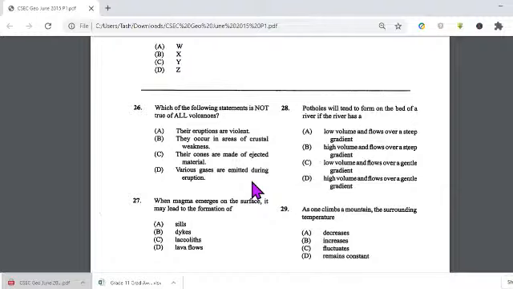28. Potholes will tend to form on the bed of a river if the river has A, low volume and flows over a steep gradient. B, high volume and flows over a steep gradient. C, low volume and flows over a gentle gradient. Or D, high volume and flows over a gentle gradient. So we spoke already about what volume means.